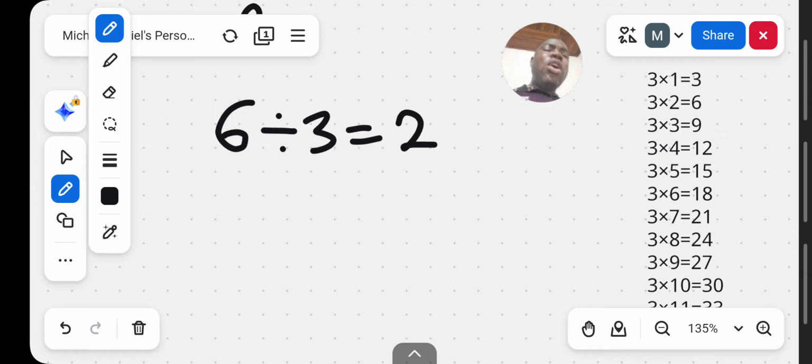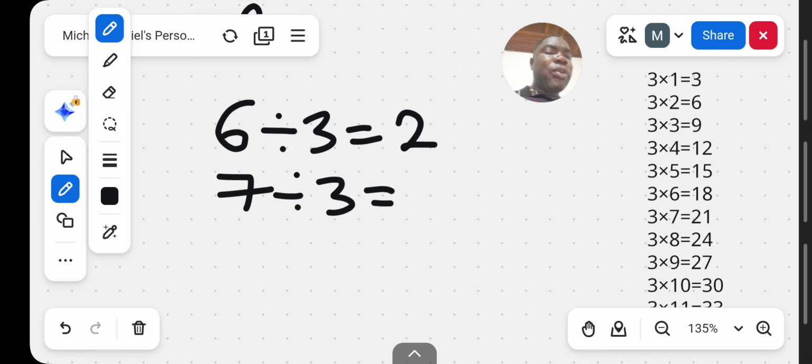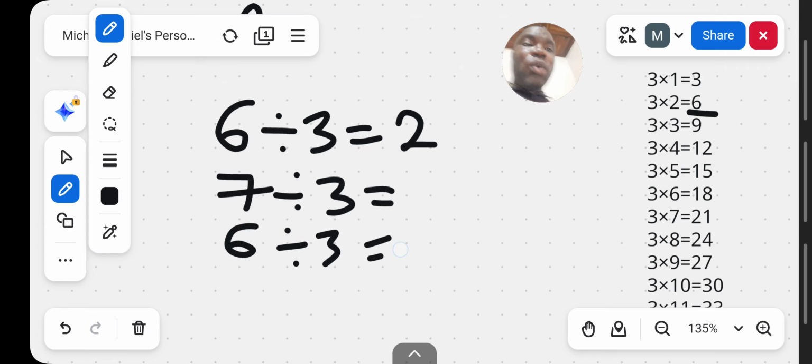Okay, what about 7 divided by 3? If you read the 3 times table, 3 times 1 is 3, 3 times 2 is 6, 3 times 3 is 9. You won't get 7 as the answer. So 7 is between 6 and 9. Remember, we have to ask ourselves the question another way. We'll use the smaller number, which is 6. You don't use the bigger number, you have to use the smaller number. So what is 6 divided by 3? 6 divided by 3 is 2.